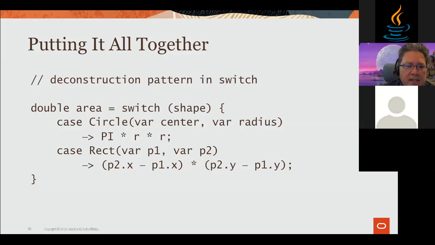But basically, if shape is a Circle, we extract those variables for us, and those are declared as local variables implicitly, and we can just go ahead and use them. And same for the points of the rectangle.